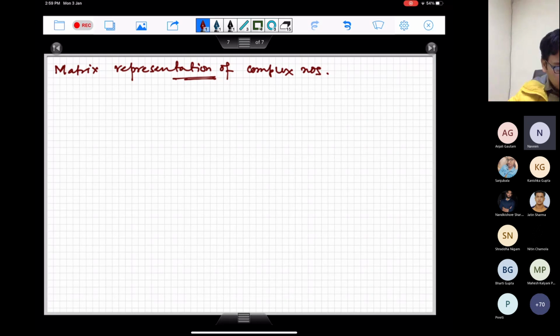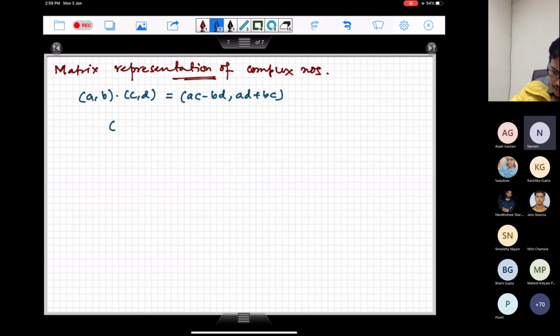Okay, so what did we see? We saw that if we take (a, b) times (c, d), we were getting (ac minus bd, ad plus bc). So this is what the multiplication of complex numbers was looking like. So therefore I can say that (c, d), if I think of multiplication by (a, b) with this map, was going to (ac minus bd, ad plus bc). It was going to this point.